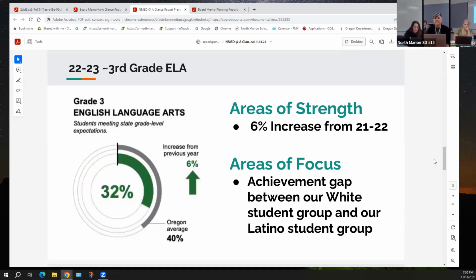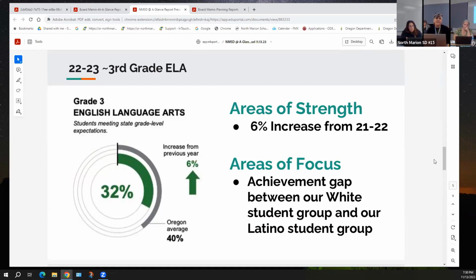And we saw, this is for 3rd grade. And so this, once again, that chart is really important because those are our kindergartners and our 1st graders that were deeply impacted by the pandemic. But we did see a jump of 6%, which is fantastic.